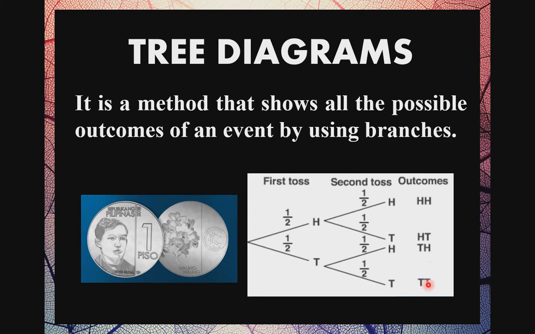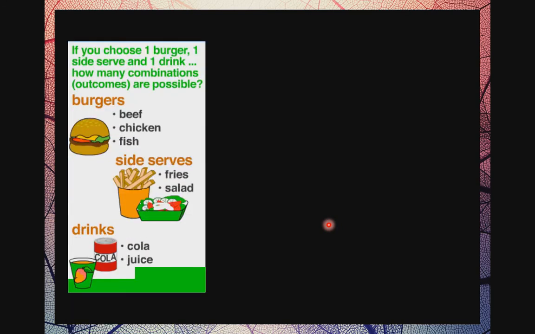As you can see, we have here 4 outcomes. So when we branch out using the tree diagram, we see the possible outcomes more clearly. Next, if you choose one burger, one side serve, and one drink, how many combinations or outcomes are possible? For our burger, we have three choices: beef, chicken, and fish. For side serves, we have fries and salad. And for drinks, we have cola and juice. So, let's branch it out.